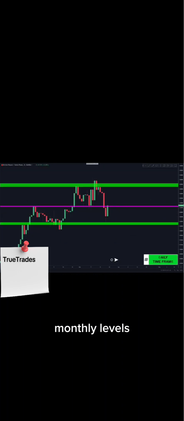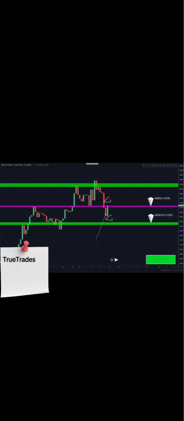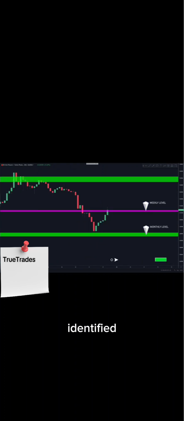So here in the daily, this was your weekly level we just identified, and this here is your monthly level. Price came down to this weekly level, but no price action occurred, and all we had was this bearish momentum candle that blew right through. Price then continued down to this monthly support level, which is when we finally had a reaction to the level, through the wick sticking out. Now you can take this even a step further through using the 4-hour time frame to further confirm this candle. So let's jump to that. So here in the 4-hour time frame, you had this decent rejection candle of the monthly support, followed by an inside bar.